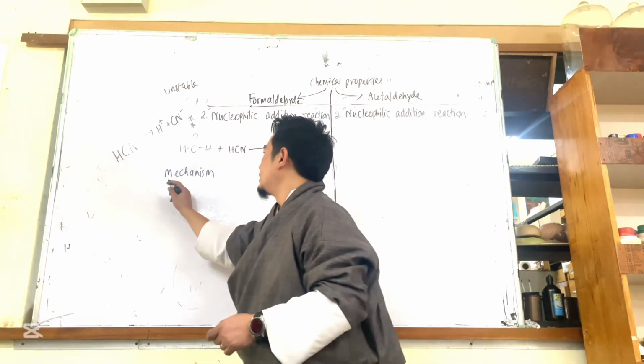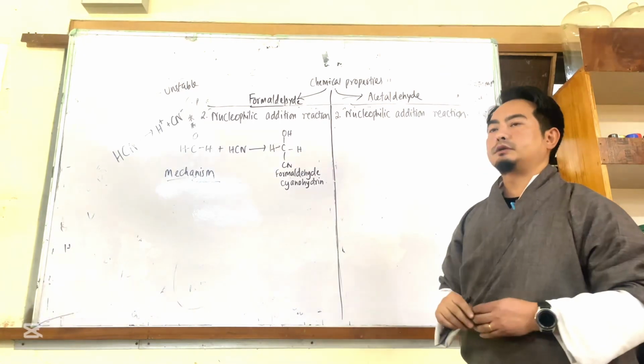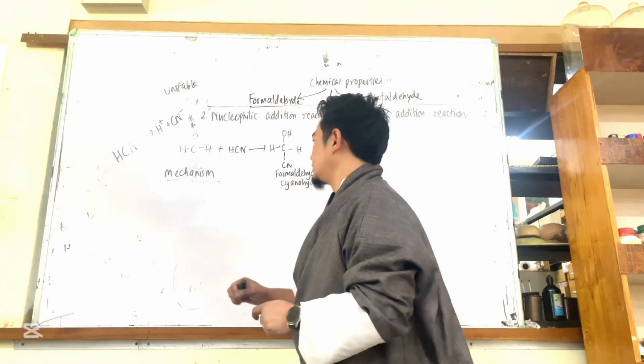Mechanism is important. Mechanism will tell you how the formaldehyde cyanohydrin is formed. Okay? Are you all sleeping? Yes, sir. Okay.